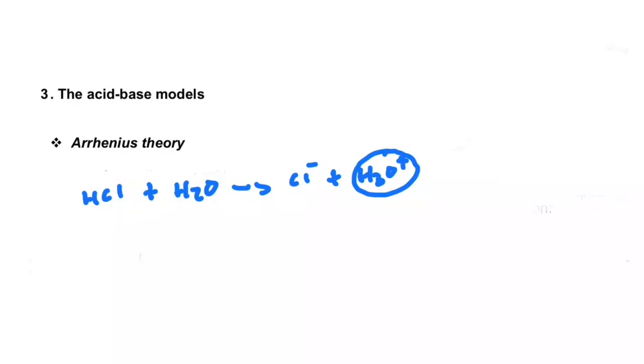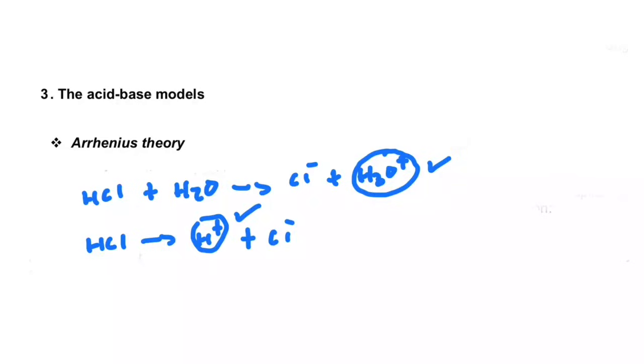Well, for the most part, they are treated the same. Take a look at this. HCl can give us H plus and Cl minus. So if a substance produces H3O plus or H plus, then it is considered an acid. It produces hydrogen ions or hydronium ions. So this is how we define an acid under Arrhenius theory.